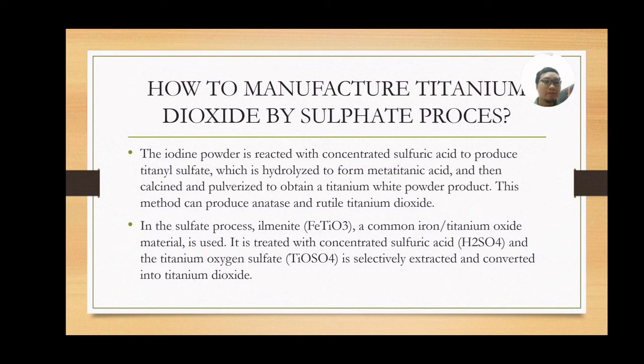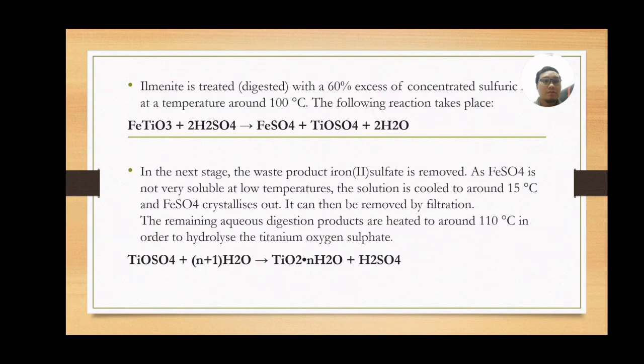In the sulfate process, ilmenite, a common iron or titanium oxide material, is used. It's treated with concentrated sulfuric acid and the titanium oxygen sulfate is selectively extracted and converted into titanium dioxide. So next, ilmenite is treated or digested with a 60% excess of concentrated sulfuric acid at a temperature around 100 degrees Celsius. So the following reaction takes place.